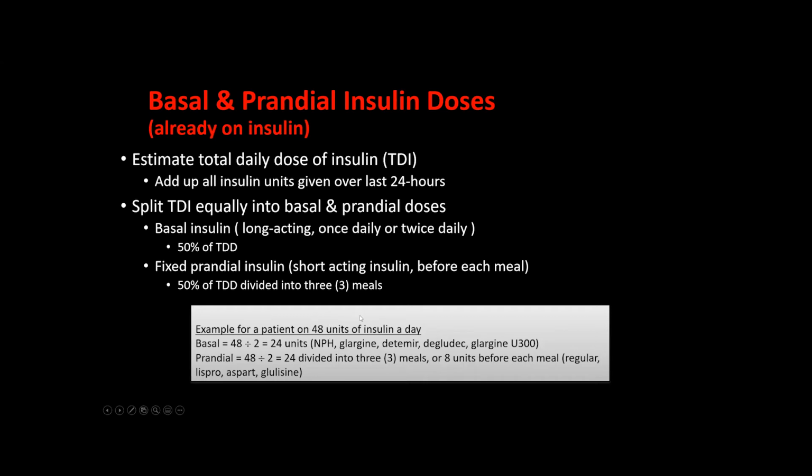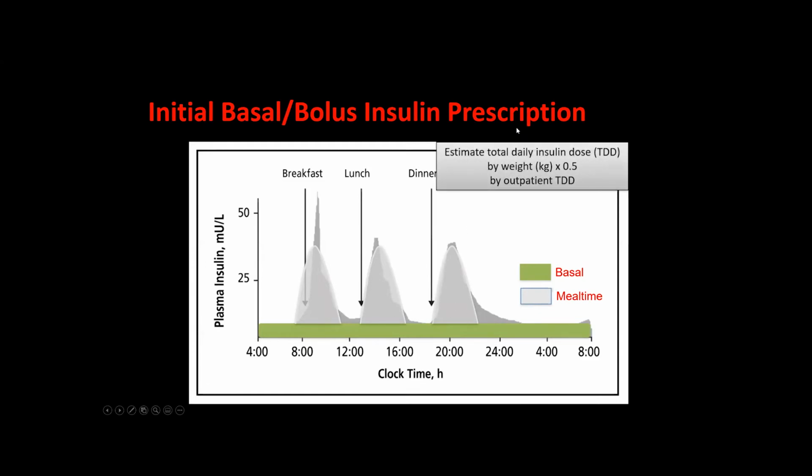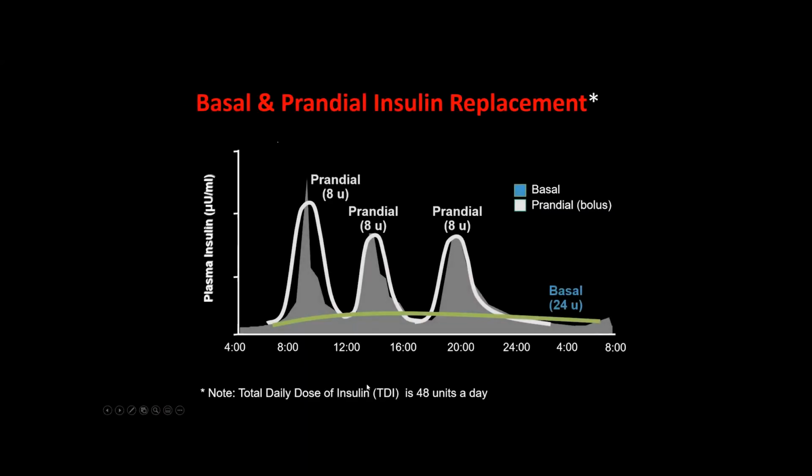Somebody who is taking insulin already, you can round up the number and add like 20% extra if they're not controlled. This is how we give basal bolus insulin. This is basal insulin, which tries to cover the 24 hours, and this is mealtime insulin, which we also call prandial insulin. We usually use a weight-based dose, and I'm giving you an example with 0.5 and 50% basal and 50% mealtime. So this is how we split for somebody who is taking 48 units a day.